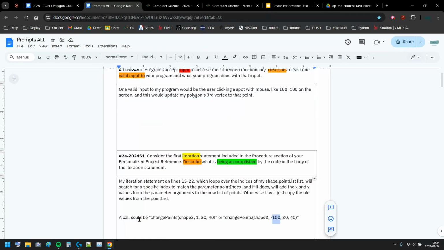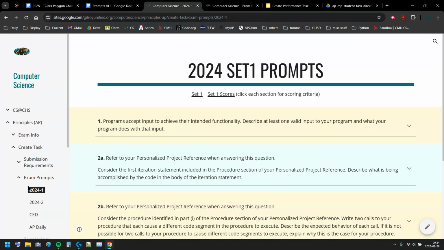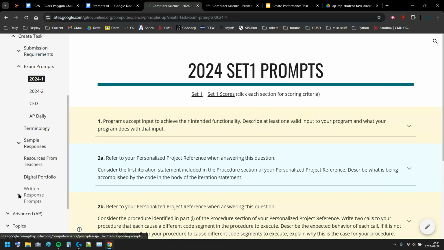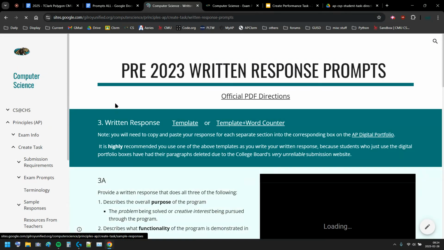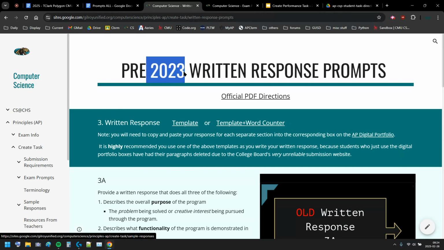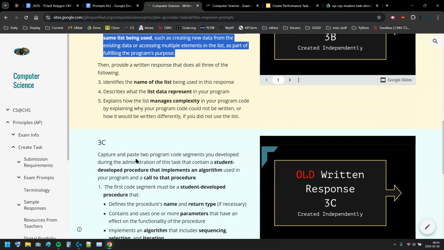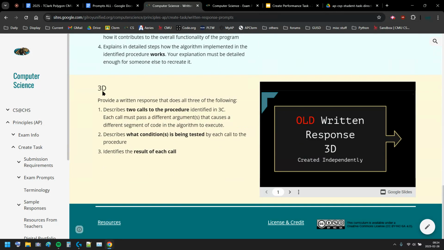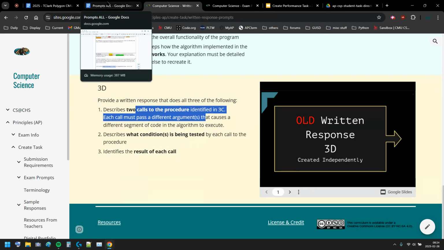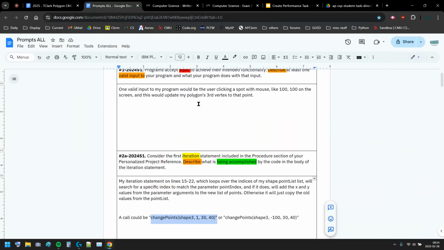So sometimes it'll say you need to have a specific call, and that's like the old number 3 prompts as before. But either way, if I look at my web page, down here on written response, oh wait, maybe not. Oh yeah, so the old prompts are still here. So the pre-2023 written response prompts, you can still use these prompts as practice. Yeah, so 3D was talking about different calls, 2 different calls. One where the if statement's true, one where the if statement's false. So practice those as well, because there could be similar questions.